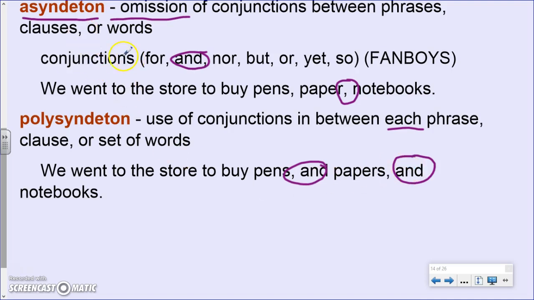Okay, so asyndeton uses no conjunctions, and polysyndeton uses conjunctions, but it has to be with every single one. If the sentence was written, we went to the store to buy pens, papers, and notebooks, and only had one "and," it's a normal sentence. It's not an asyndeton, it's not a polysyndeton. It either has to have none or it has to have all. Okay, so that's the first four that we're going to cover.